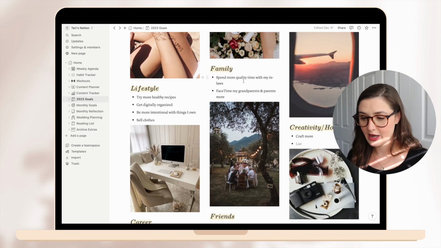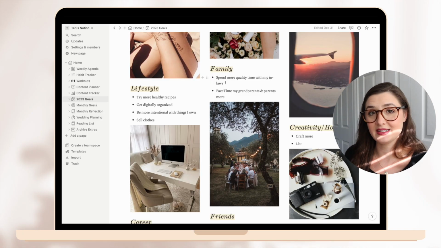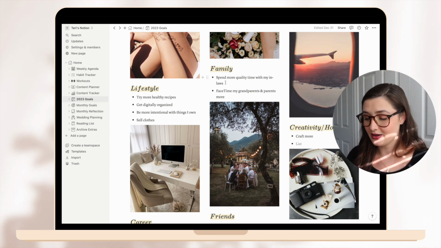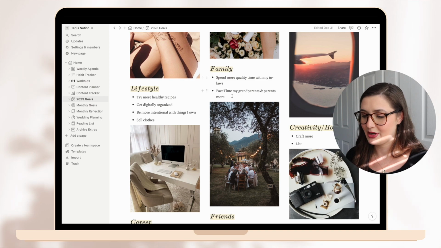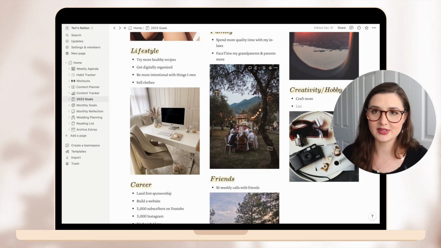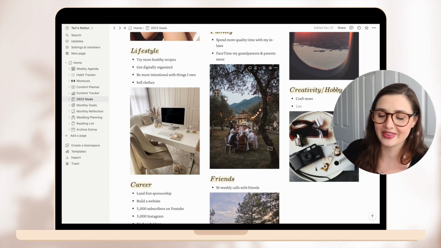Spend more quality time with my in-laws. I did a lot of that because I spent a lot of time in the US living with my husband in their house. So that was really nice. And then FaceTime my grandparents and parents more. I'm now in Canada, so I have been living with my parents. I'm trying to spend more time with them before I move. My mom and I have been watching a show every single night together. Spending quality time together is definitely something I've been doing. So that's good. I put FaceTime because at the time when I wrote this, I wasn't in the country or in the city with them, but yeah.